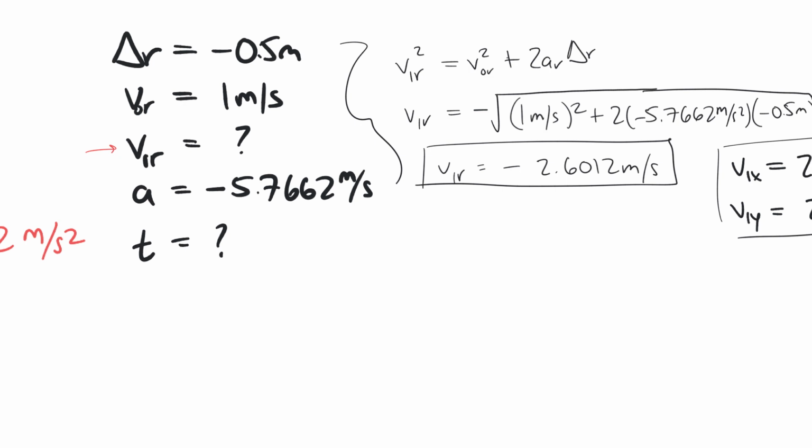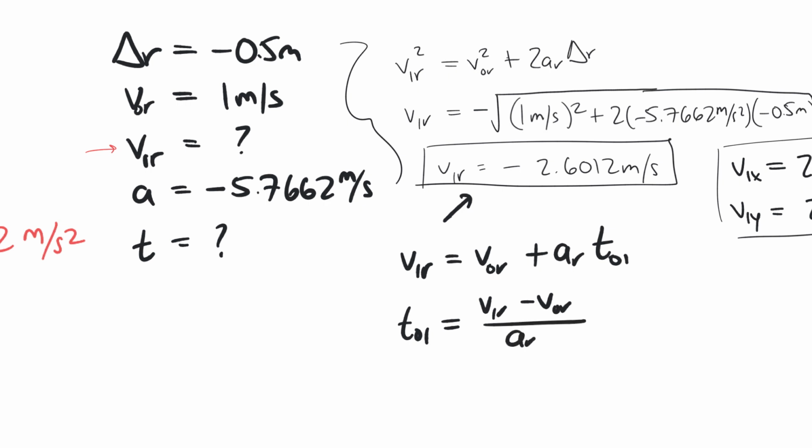A few different ways to get time. Easiest way, if you have this velocity and if you trust it, is to do, because we don't want to do that quadratic equation, v1r equals v naught in the r plus a in the r times t. So this will be t from 0 to 1. Okay, so that's basically while it's on the roof. So t from 0 to 1 equals v1r minus v naught r divided by a in the r.